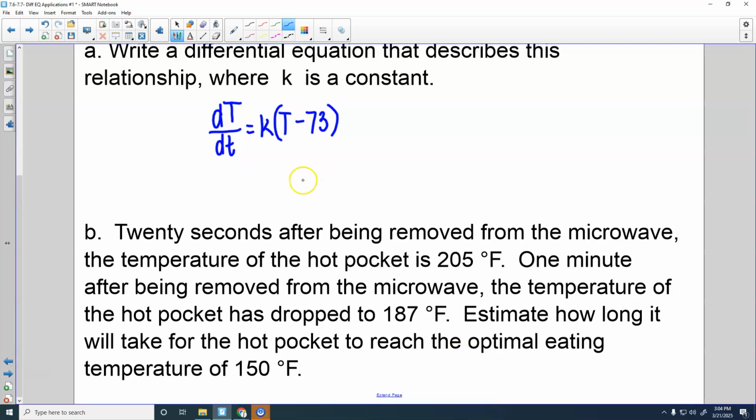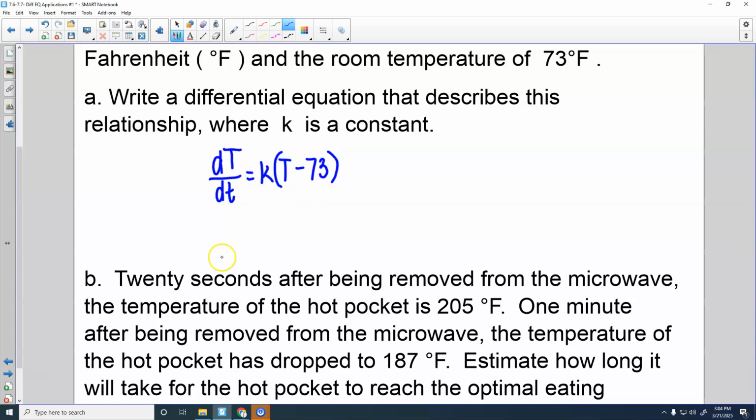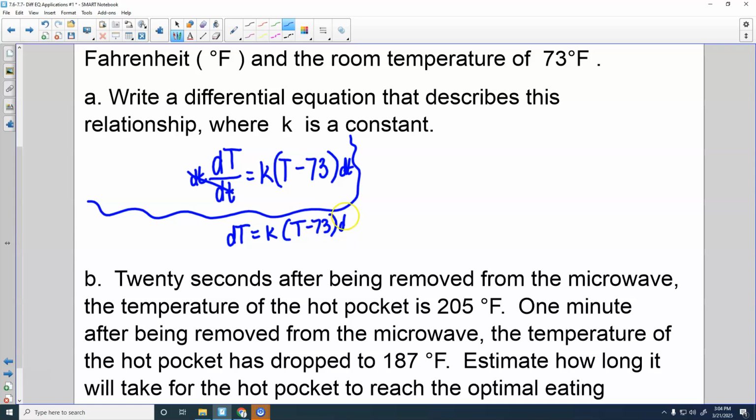Because I just have room right here, I'm going to go ahead and solve my differential equation right here, but it's not really what they're asking you for on that part. So if I multiply by dt, I get dT equals k times (T minus 73) dt. What do I need to do? Divide by T minus 73. So I've got dT over (T minus 73) equals k dt. I'm going to integrate both sides.